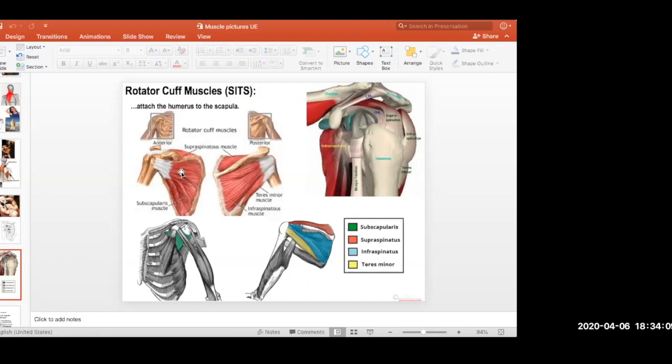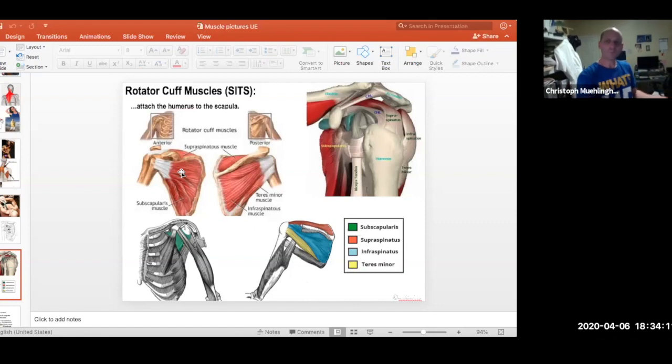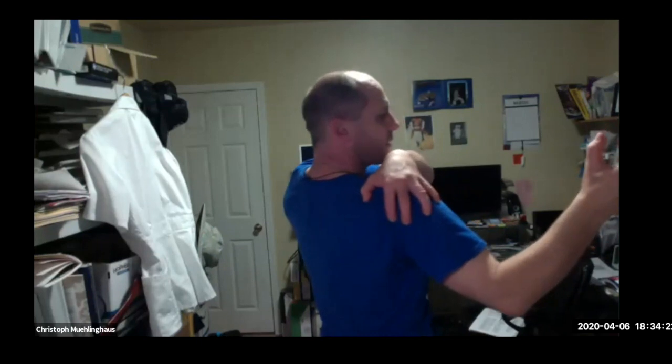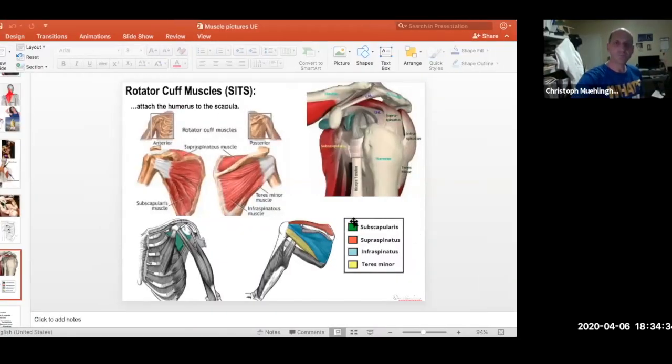They do some motions. When you bend your elbow and you move this way to the outside, you rotate it, then these muscles back here do that work. If you go the other way, inward, the one on the inside of the shoulder blade does that work. But that's it. Most of the time, what they do is they just yank the arm into the shoulder blade. And so the supra is on top.